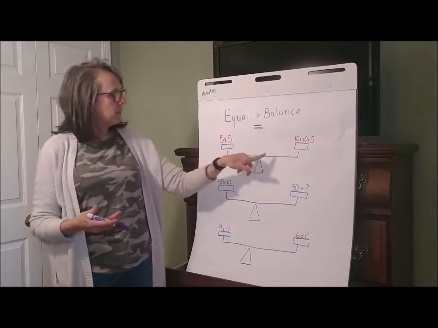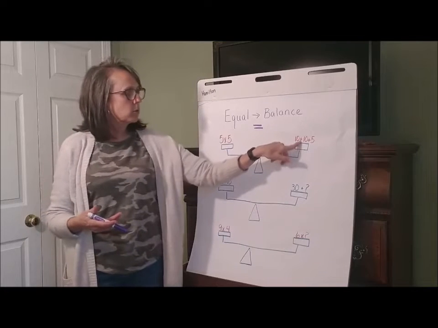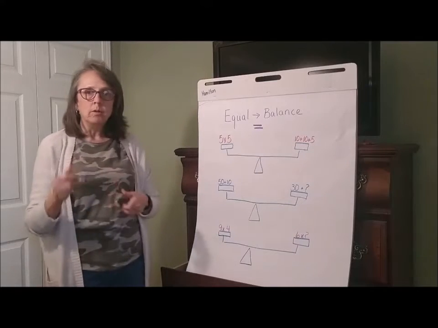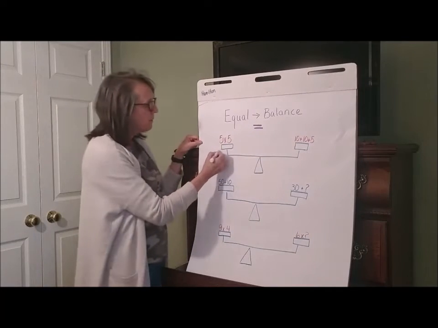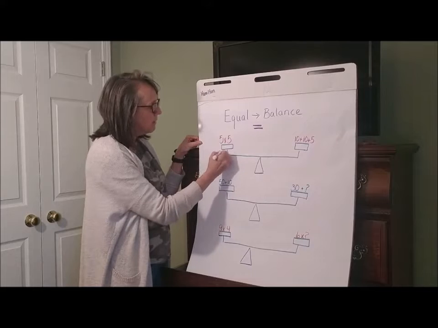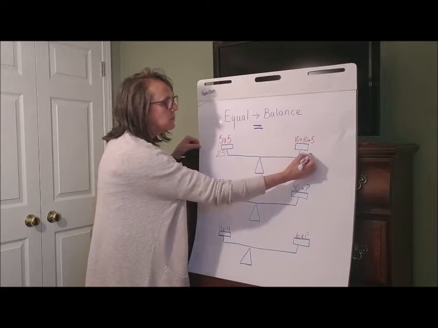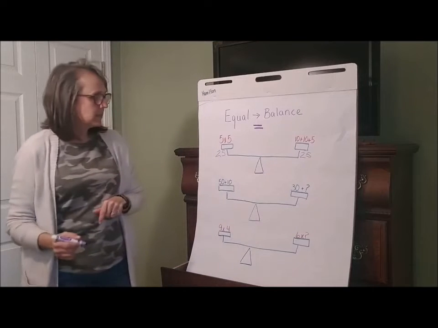5 times 5 is balanced or equal to 10 plus 10 plus 5. Both of those equal the same thing. 5 times 5 is 25. 10 plus 10 plus 5 is 25. So they both are equal or balanced.